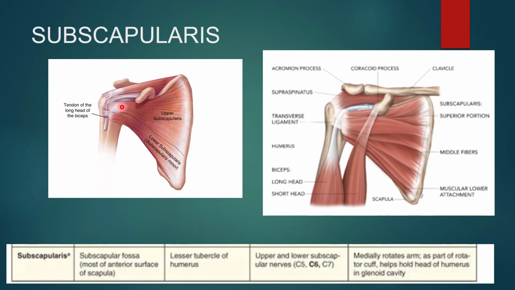This subscapularis is inserted on the lesser tubercle of the humerus. There are two tubercles on the humerus: one is the lesser tubercle, one is the greater tubercle. On the greater tubercle, we have studied three muscles which were attached: supraspinatus, infraspinatus, and teres minor. Then there was the intertubercular sulcus. We have studied three muscles which are inserted over the intertubercular sulcus.